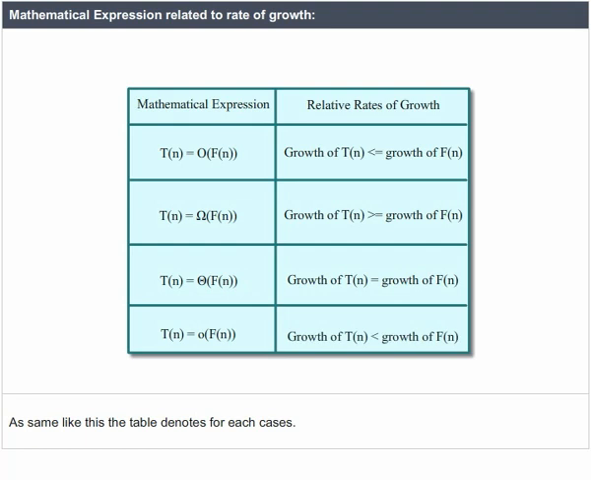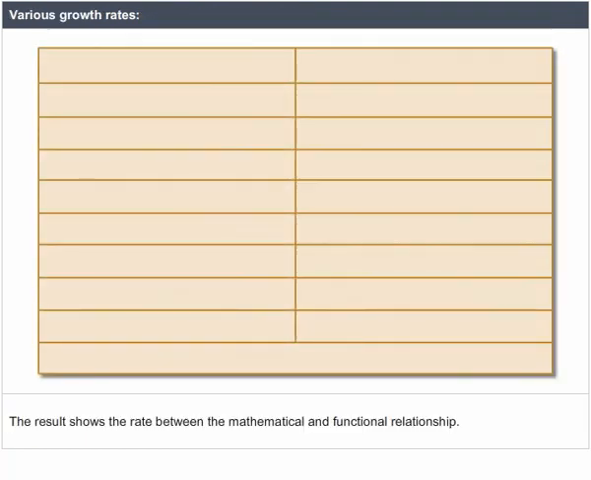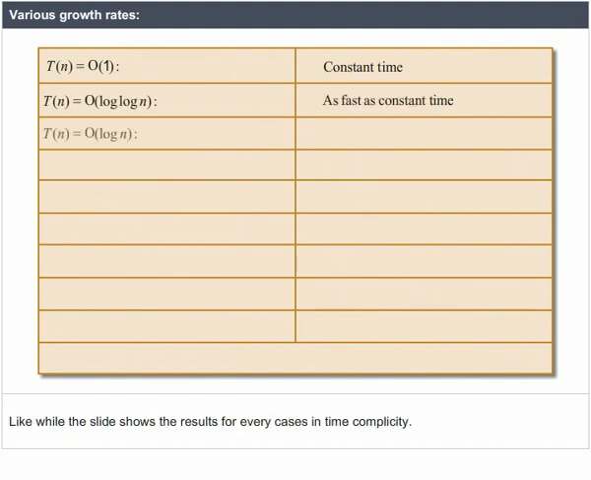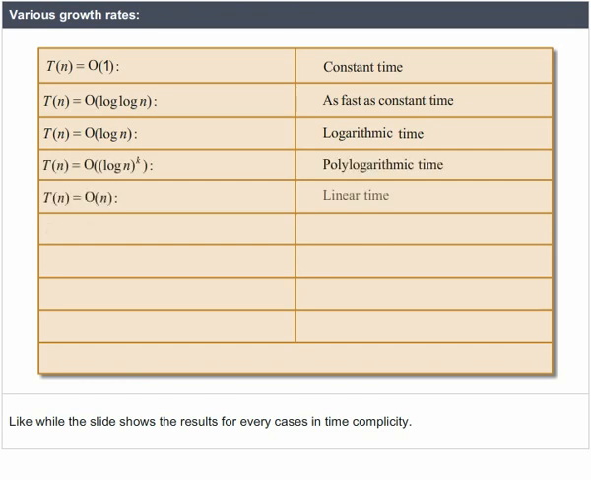Various growth rates. The result shows the relationship between the mathematical and functional expressions. If T of n is equal to O of 1, then it is constant. The slide shows the results for every case in time complexity.